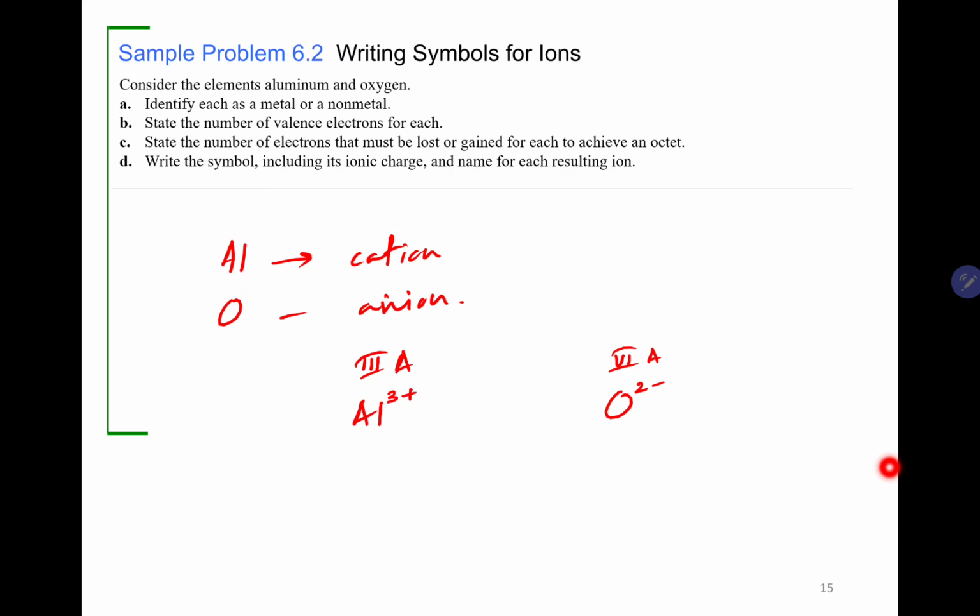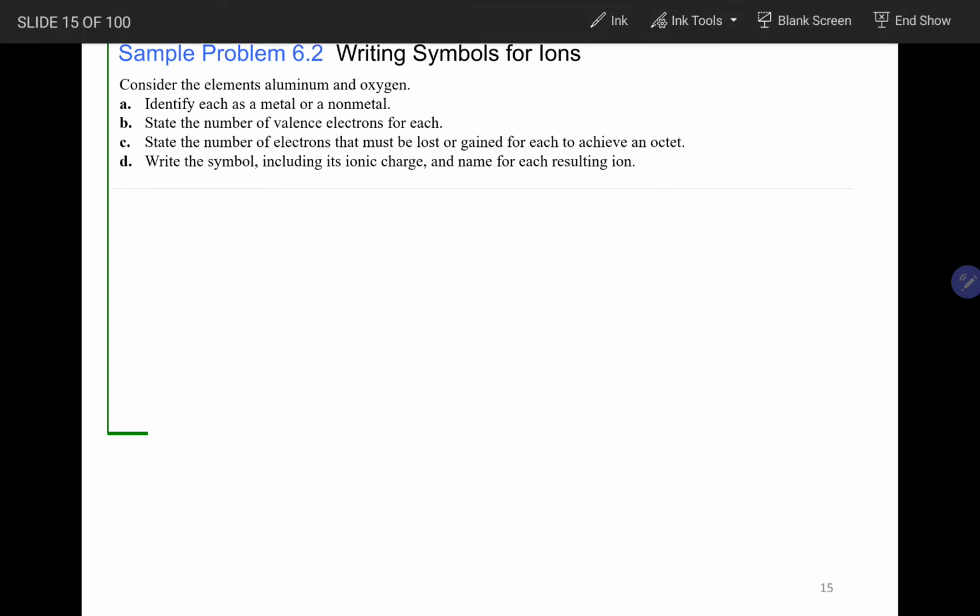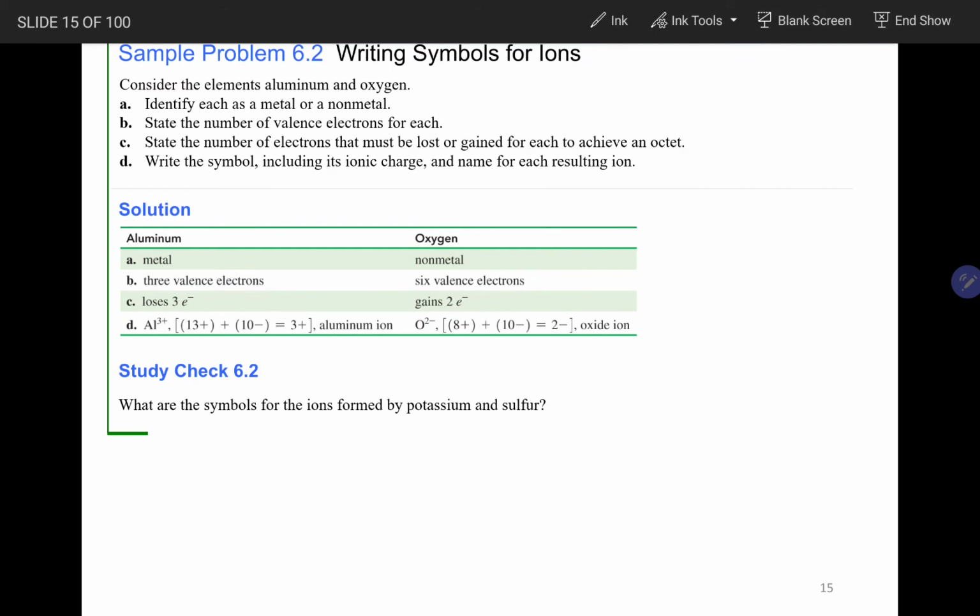Then the symbols are also given. For the name, aluminium 3 plus will have the name aluminium, because cations have the exact same name as the element. The oxygen anion will have the first few syllables from the oxygen name, and then you put "ide", so this will be oxide. This is how you do it. All right, here is your official answer.